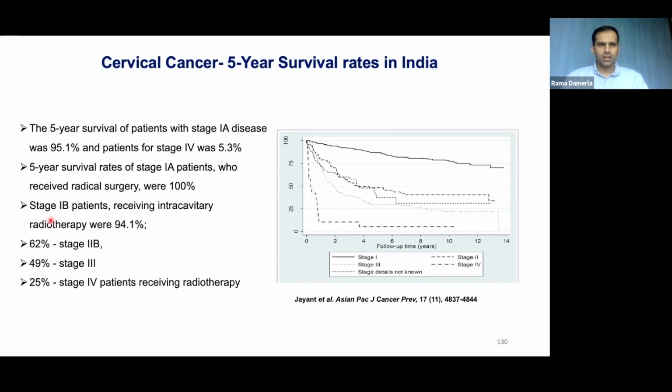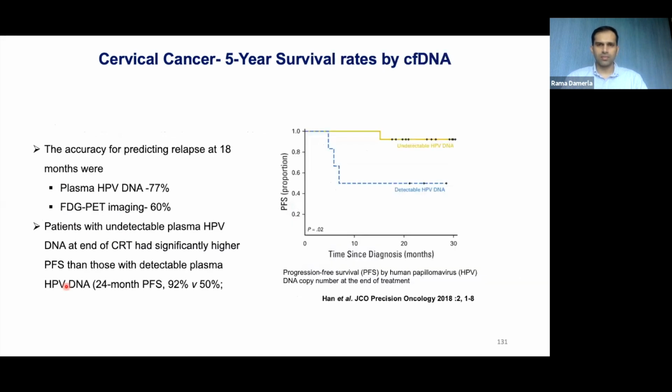So here in stage 1B patients, they receive brachytherapy. The survival is around 94%, and as the stages increase, the survival decreases. And the accuracy for predicting relapse at 18 months is much higher if you take plasma, at around 77% compared to just imaging, which is 60%.